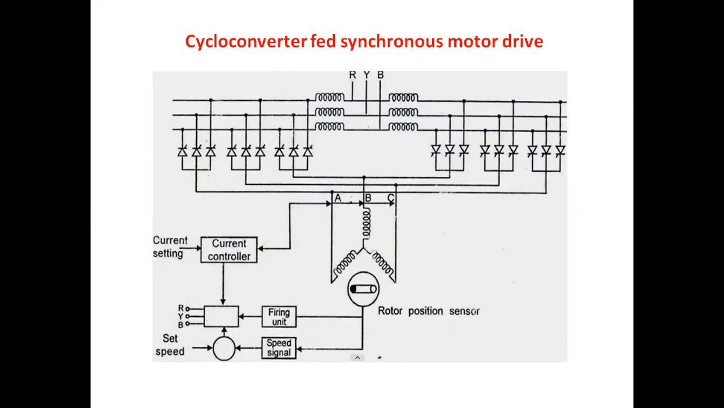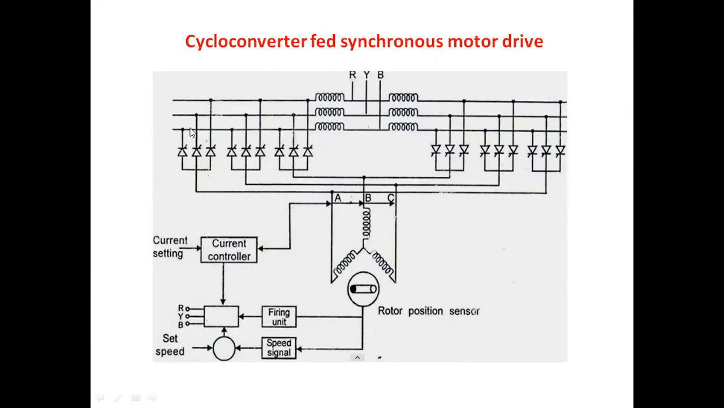So we know the basic operation of cycloconverter, which converts fixed AC voltage into variable AC voltage and variable frequency. For converting fixed AC voltage into variable AC voltage, we are implementing a three-phase cycloconverter with the help of 18 thyristors. These 18 thyristors are connected with the help of 6 reactors. These reactors are used for making a circulating current.